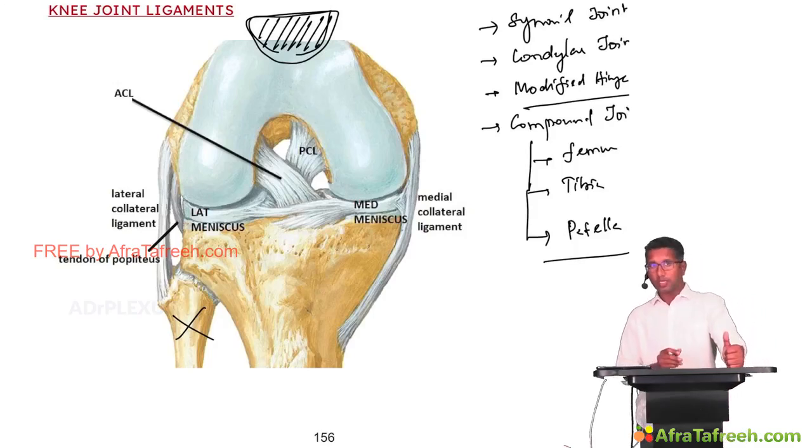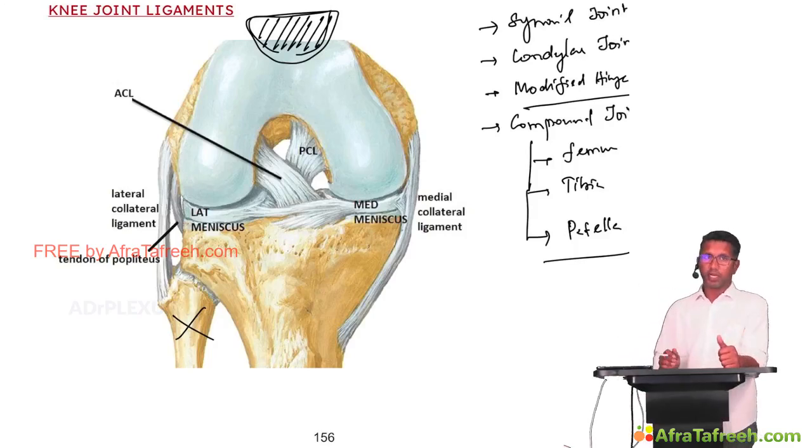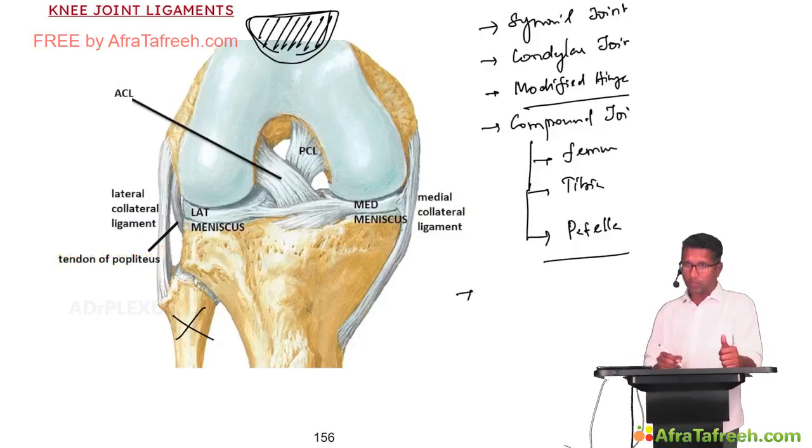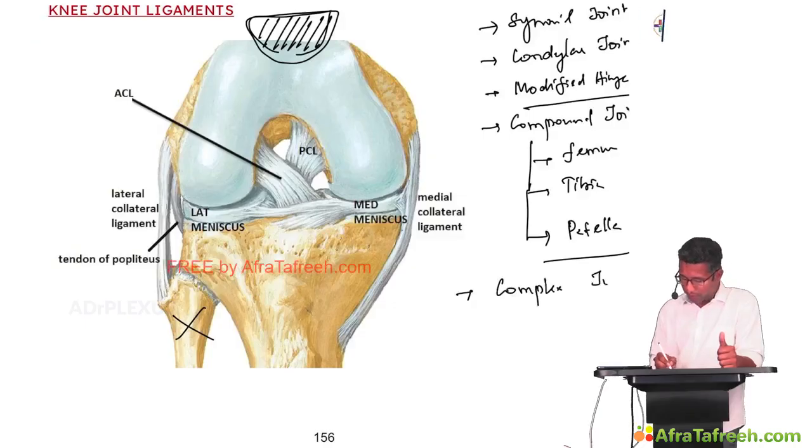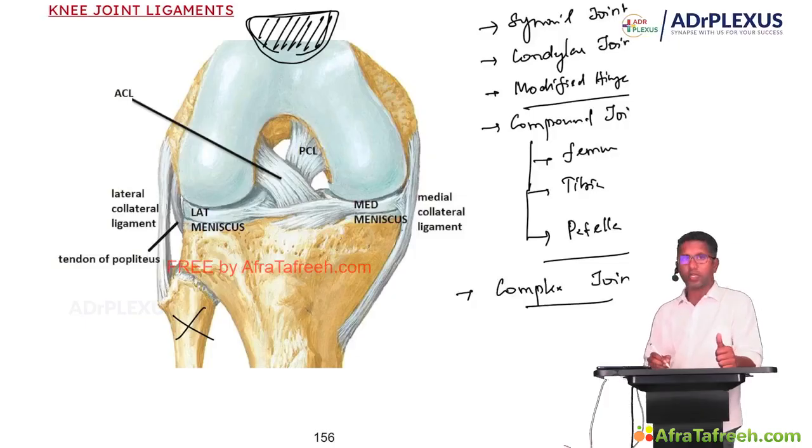And fibula is not a part of the knee joint. So please keep this in mind. And when you classify the knee joint, you can call this knee joint a complex joint. Knee joint is an example of a complex joint. What do you mean by a complex joint?